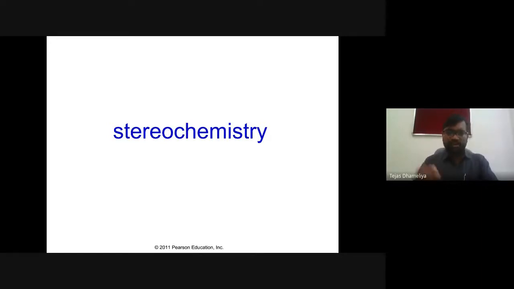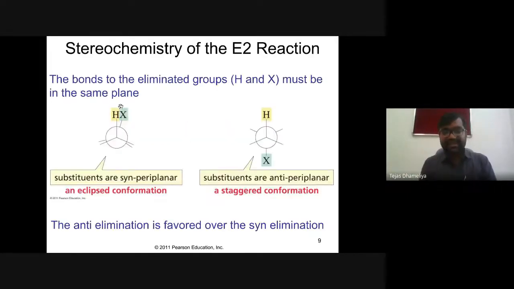Okay, or if the four substituents are different, then we have to give the priority 1, 2, 3, and 4. If the 1, 1 are on the same side, then it is called Z. If the 1, 1, the highest priorities, are on opposite sides, it is called E. So this is the stereochemistry of alkenes. So what is the stereochemistry of elimination reaction?